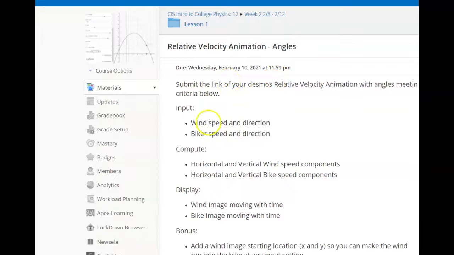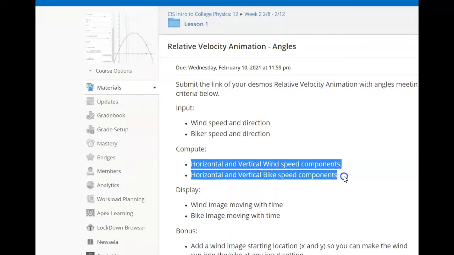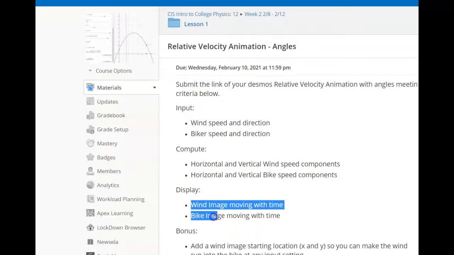But let's look at what we've got to do here. We want to make a velocity animation, but with angles. Okay, so this is the key here. We've got to add angles into it, so we're going to have to do some components of vectors. We want wind speed, not just wind speed, but also direction, and biker speed and direction. So we have to compute the horizontal and vertical components for both the wind and the bike, and then we're going to display our images moving with time.